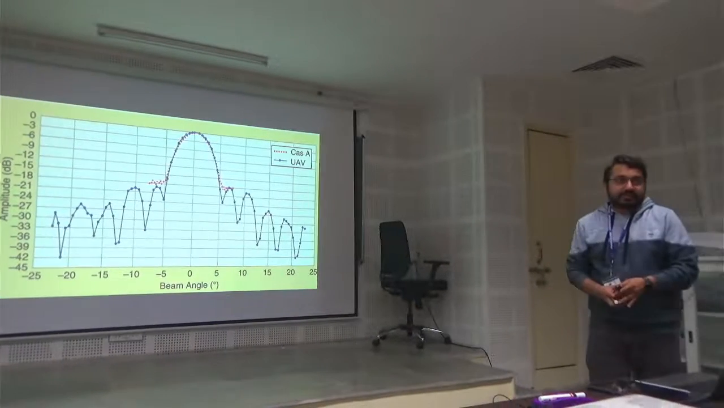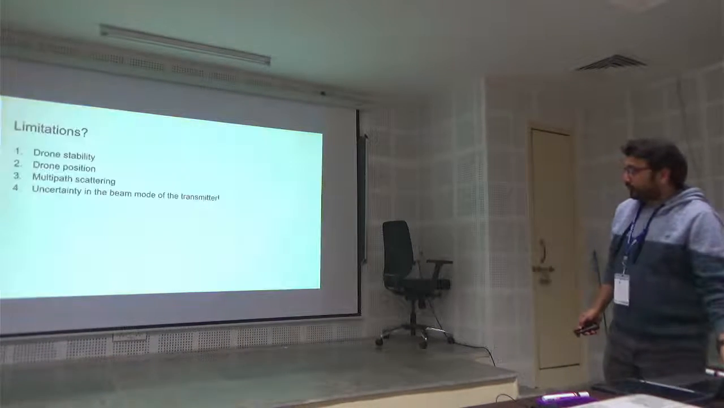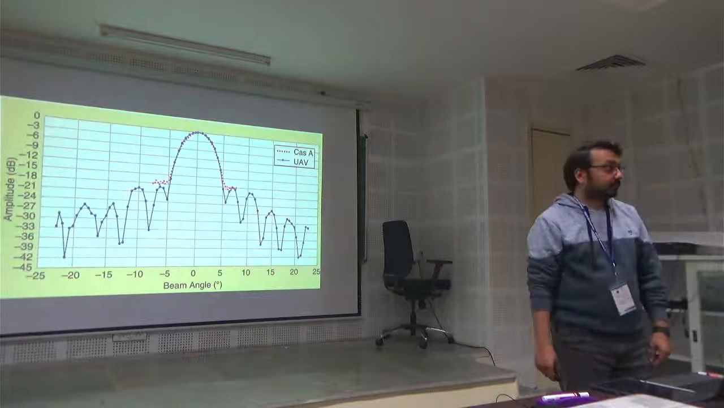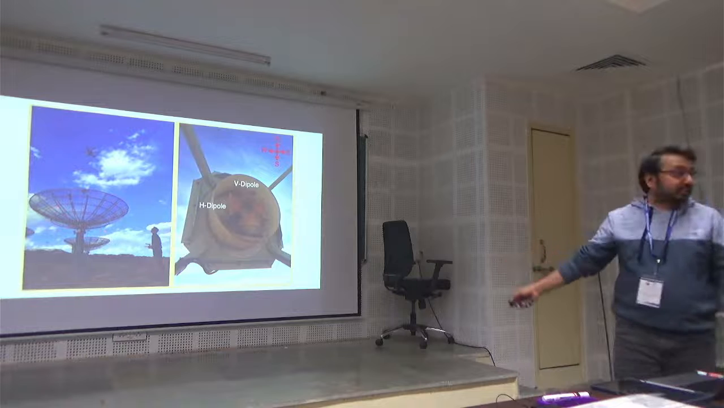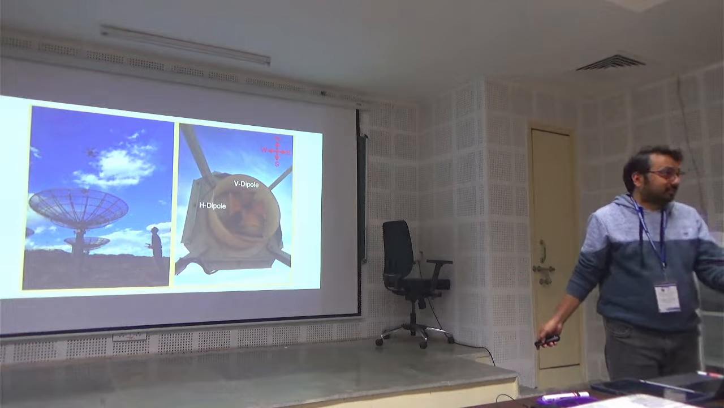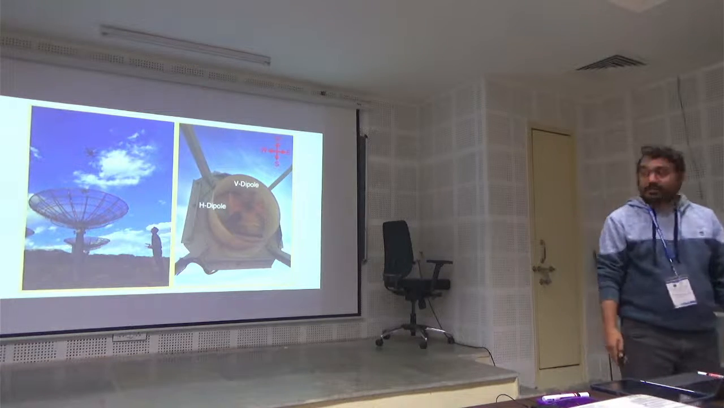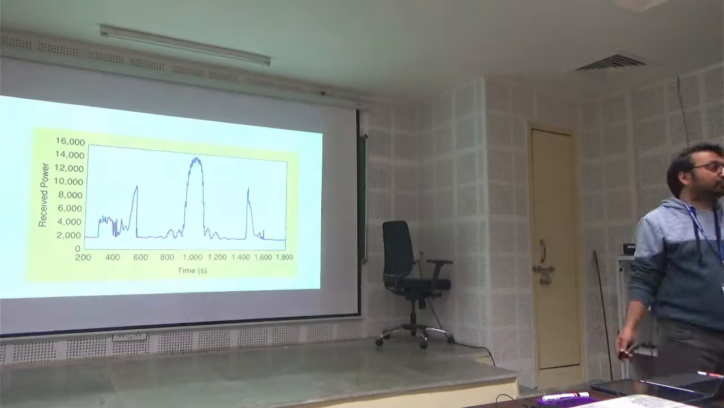So this is after projection effects. Does the drone also have a receiver? No, right now the drone can only be used as a transmitter. The receiver is your radio telescope. So the raw data is basically the output of your correlator.